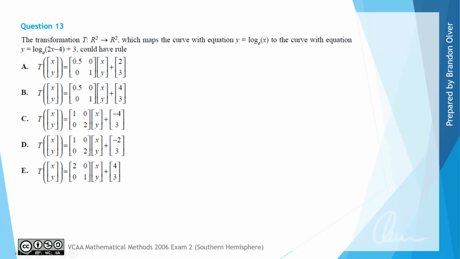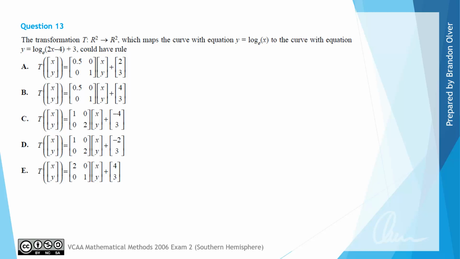So for question 13, we're introduced to a transformation T, which goes from R2 to R2, which is just saying one Cartesian plane to another Cartesian plane, so that's not really that relevant, but you'll see that presented in VCAA questions like this. And the transformation maps the curve with the equation y equals log e of x to the curve with the equation y equals log e of 2x minus 4 plus 3. And the transformation T is one of the following options, and we've got to work out which one it is.